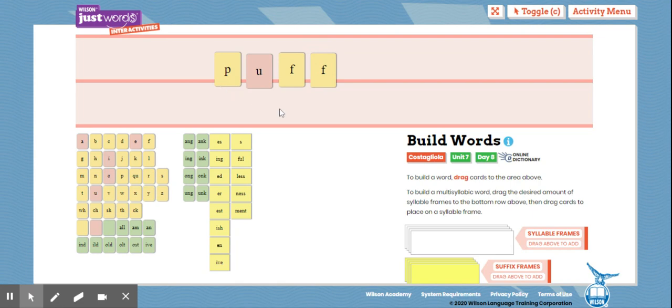And I said the word is puffs. What are we going to add? We need our suffix S, puffs. Okay, let's spell it away. P-U-F-F-S. Good job following along with me, boys and girls.